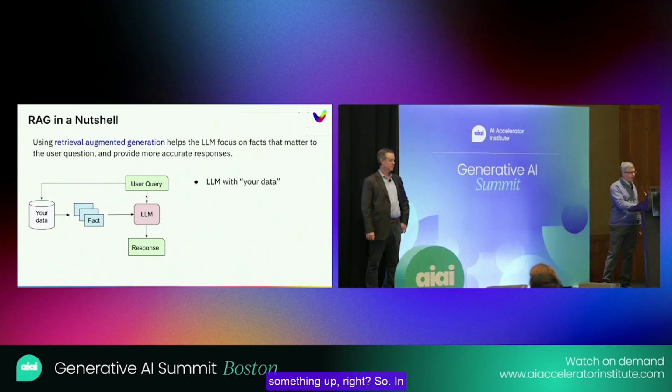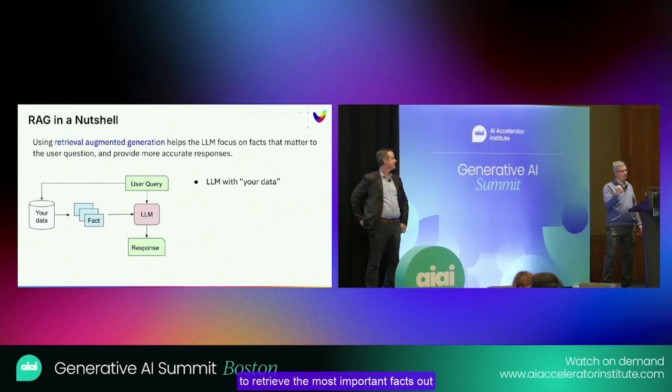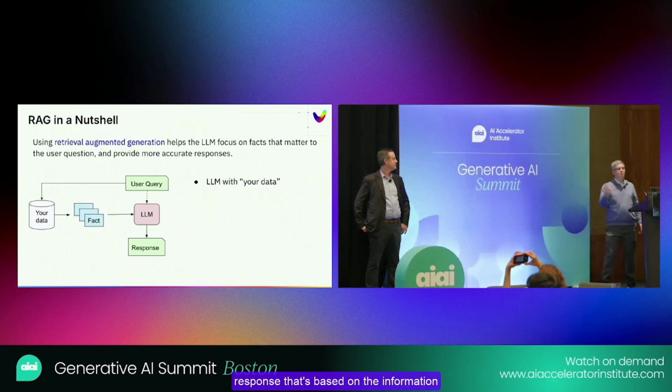So in RAG, you take the user query and you go to this thing here called your data. Think of it as a data store or a database of some sort. And you want to retrieve the most important facts out of the data, maybe 5 or 10 of the top most relevant facts to the query. And you tell the LLM, please generate a response, but I'm augmenting your internal information with these facts. Please use these facts and generate a better response that's based on the information in these facts. That's essentially what it is.